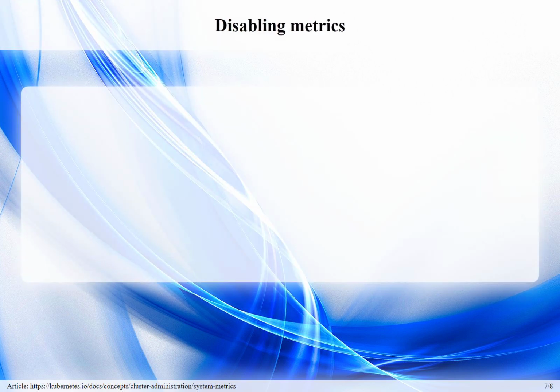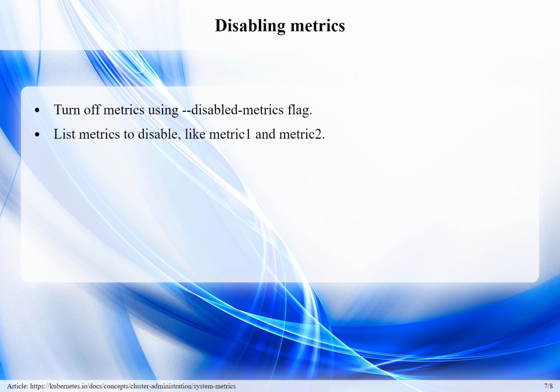Disabling metrics. The command line flag, disabled-metrics, can turn off metrics, helping solve performance problems. This works by listing the metrics you want disabled, e.g., disabled-metrics=metric1,metric2.